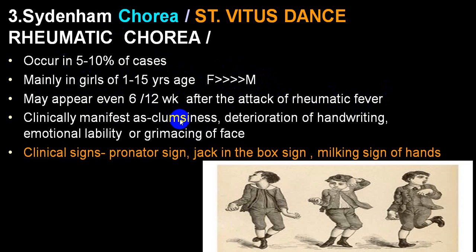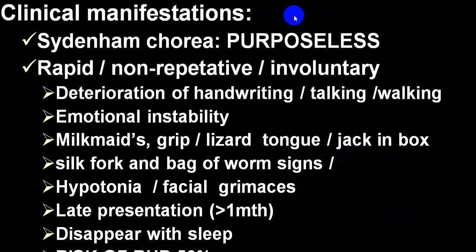There is a clinical manifestation. It is described as a clumsiness, tremors, deterioration of handwriting, emotional lability. There is an abnormal movement of the face, we call grimacing of the face, pronator signs, lip chorea, form movements in upper limb. It is also described as tongue movement is described as jack in box, and hand movement is described as a milking sign. There are many more words which are being utilized.